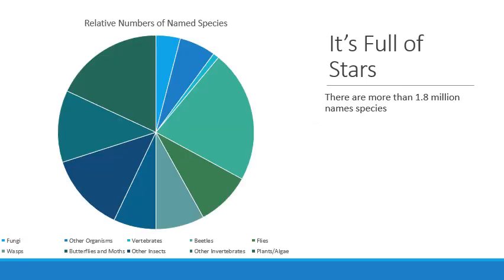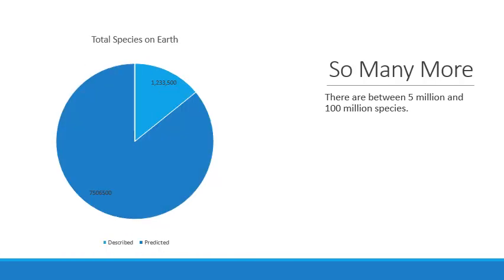There are more than 1.8 million named species, and that seems like a lot. Most of those species, as you can see, are invertebrates. The vertebrates are actually a very, very tiny little wedge right over there. It's the invertebrates that make up a lot of our named species. But 1.8 million is a lot less than the between 5 and 100 million species that we estimate are on Earth right now. We've described a very small portion of the overall biodiversity on the Earth.